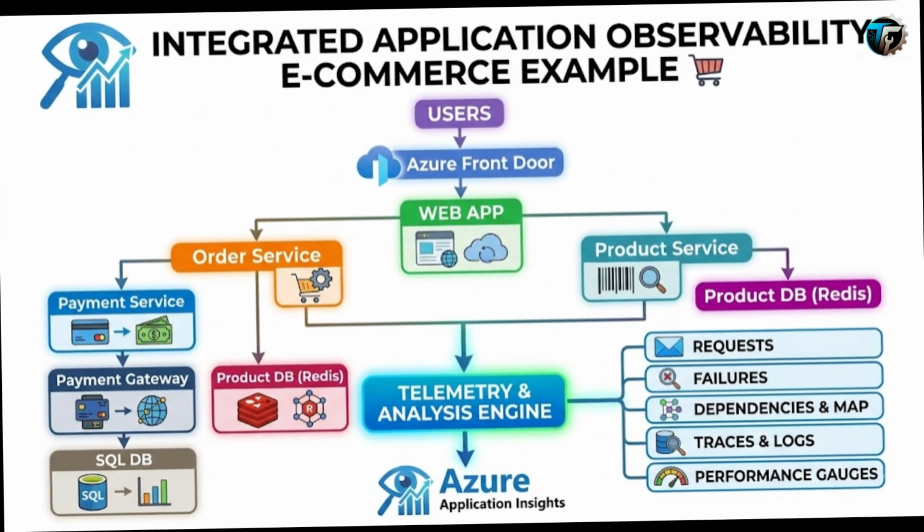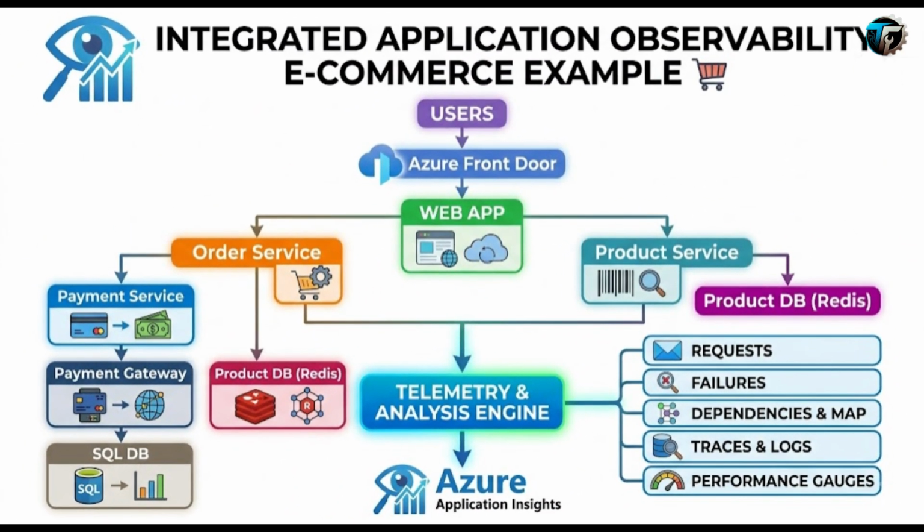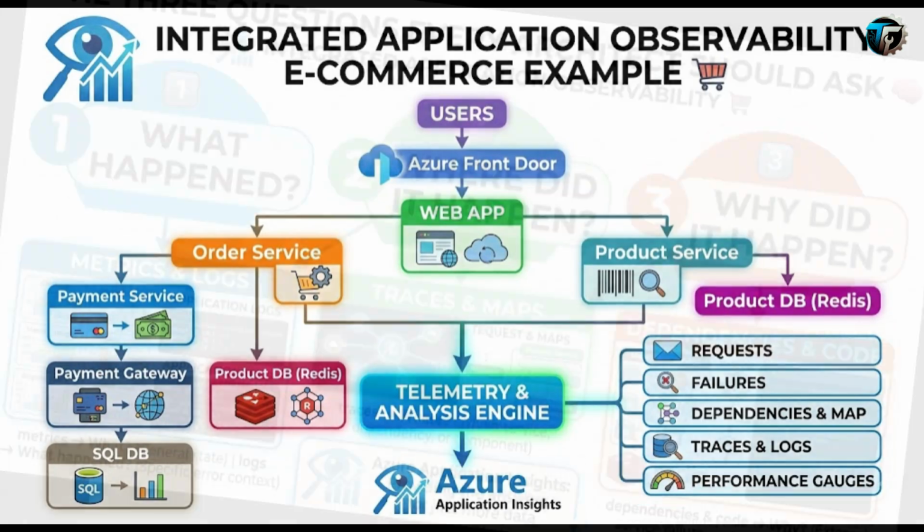Let's apply this to our shopping application. A customer submits an order. The request reaches the order service. The order service calls the payment service. Payment calls an external payment gateway. Other services may access Redis and SQL. Application Insights helps us observe this application behavior. If checkout suddenly becomes slow, we can investigate the request and its dependencies rather than blindly checking every server.